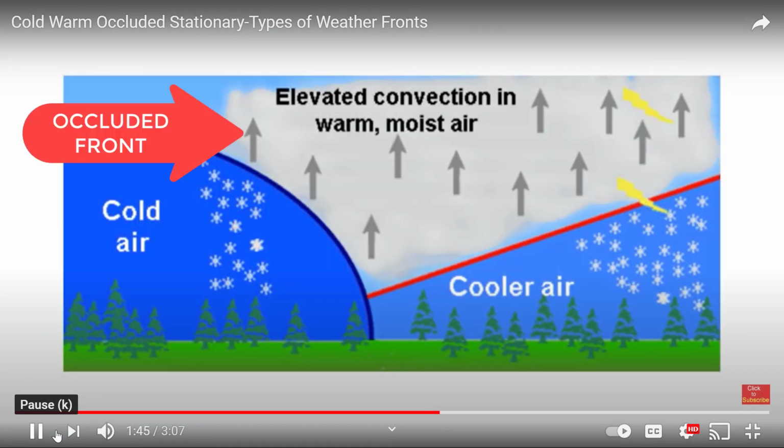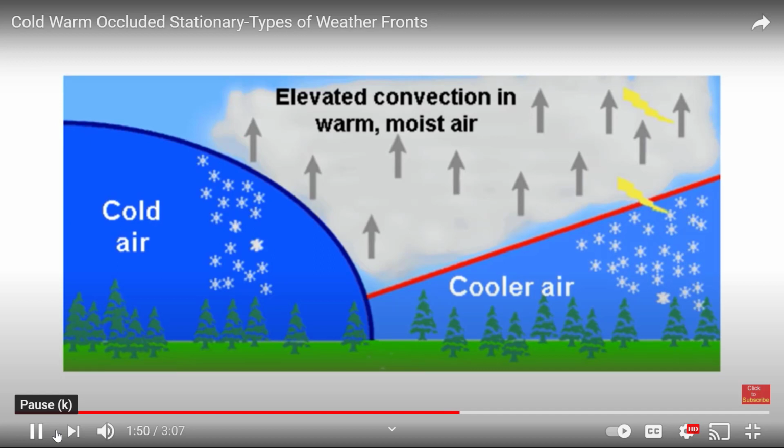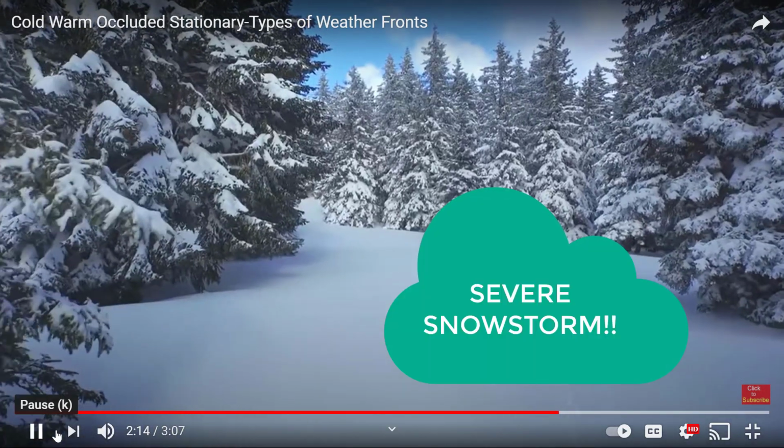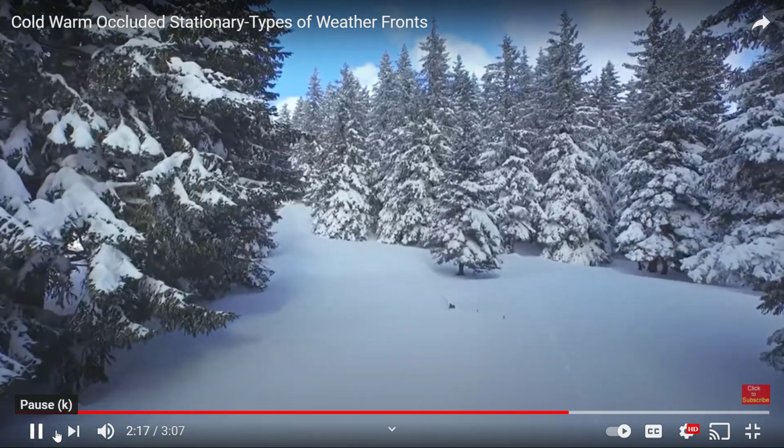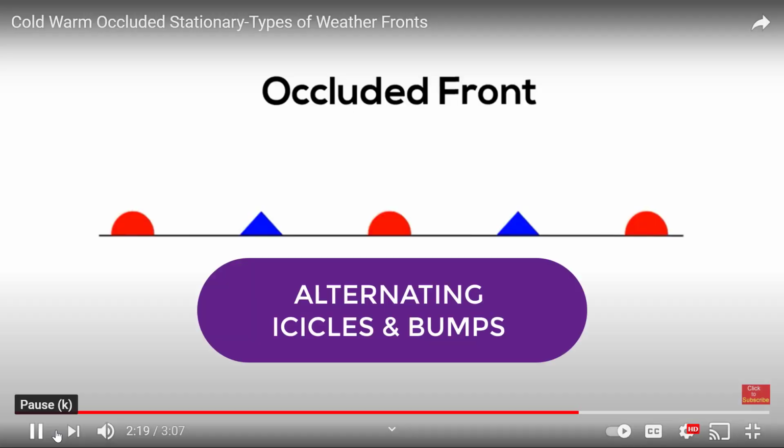An occluded front forms when a warm air mass is caught between two colder air masses. The colder air mass moves under and pushes up the warm air mass. The coldest air mass then moves forward until it meets a cold air mass that is warmer and less dense. The colder of these two air masses moves under and pushes up the warm air mass. Sometimes, though, the two colder air masses mix. An occluded front has cool temperatures and large amounts of rain and snow. And here's the symbol for an occluded front.